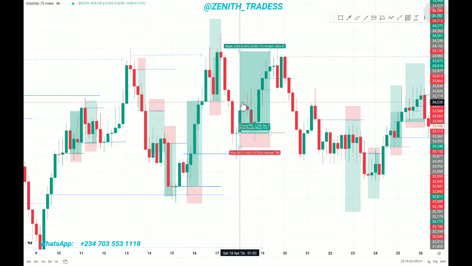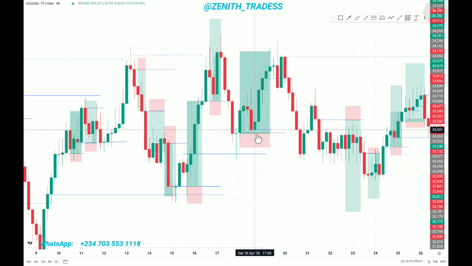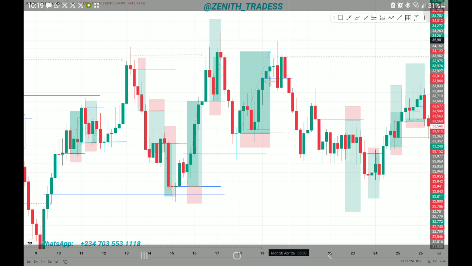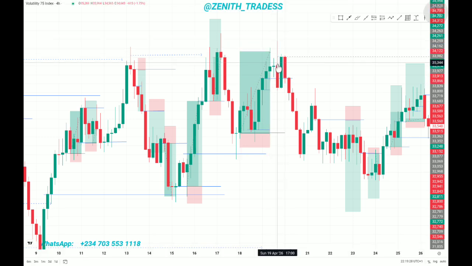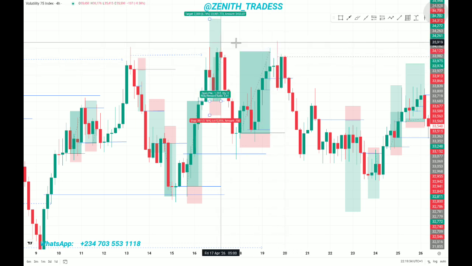The next directional candle after reversal, we enter from its opening price, and that's what gives us this swift buy. Are we together? That's what gives us this swift buy. Yeah. So look at what happened here.